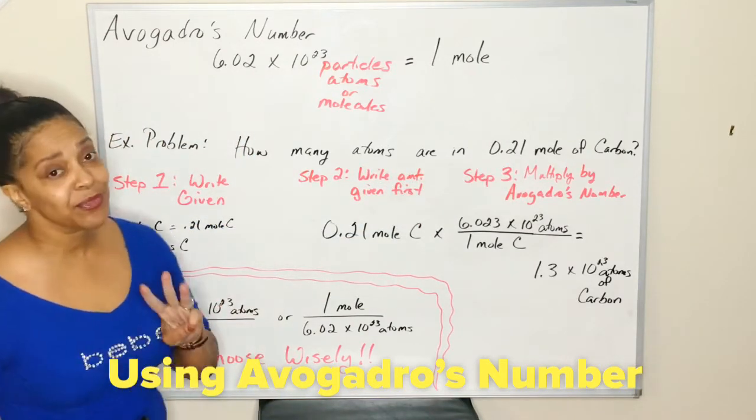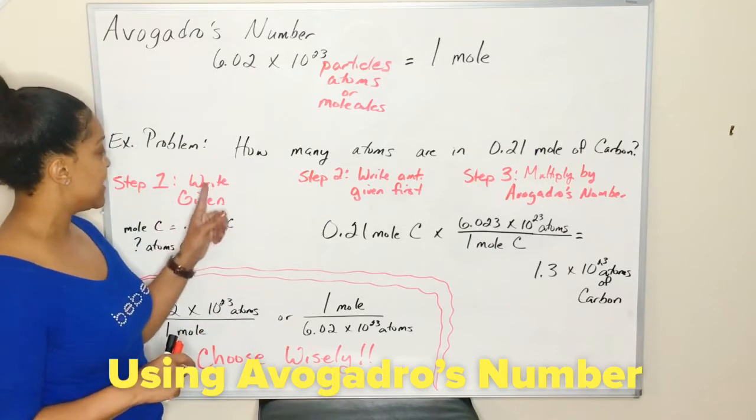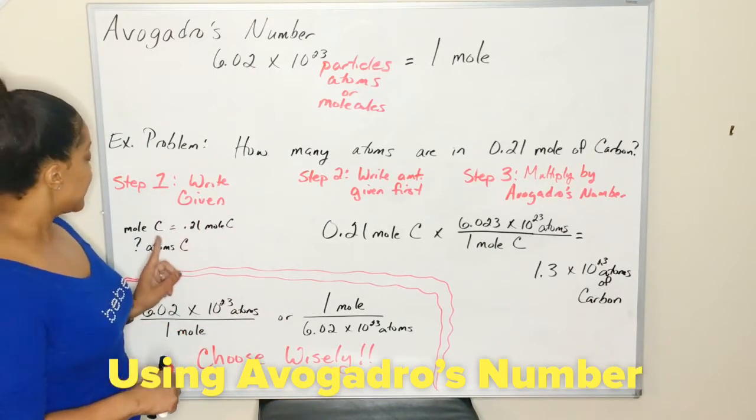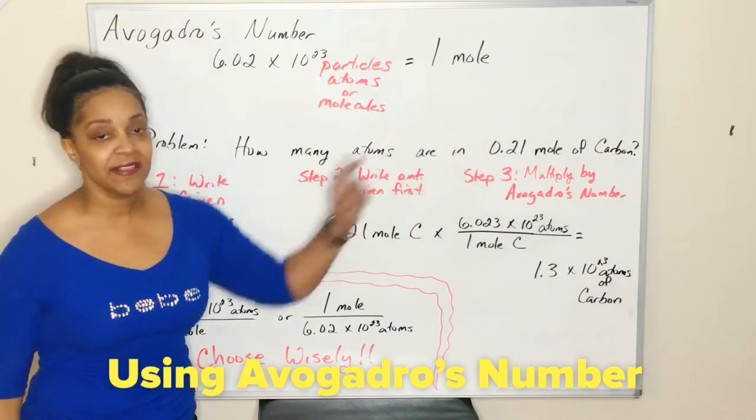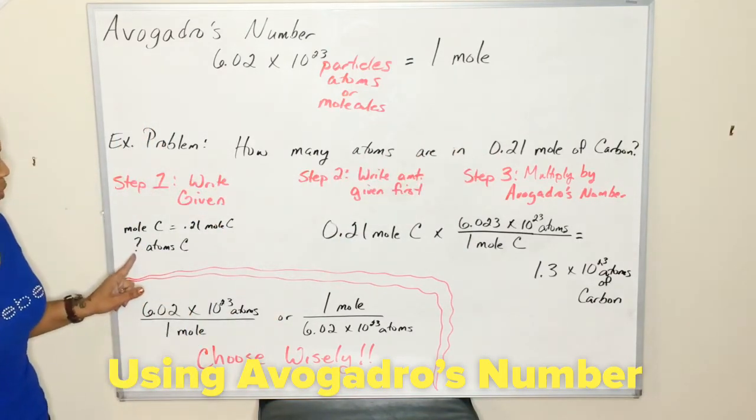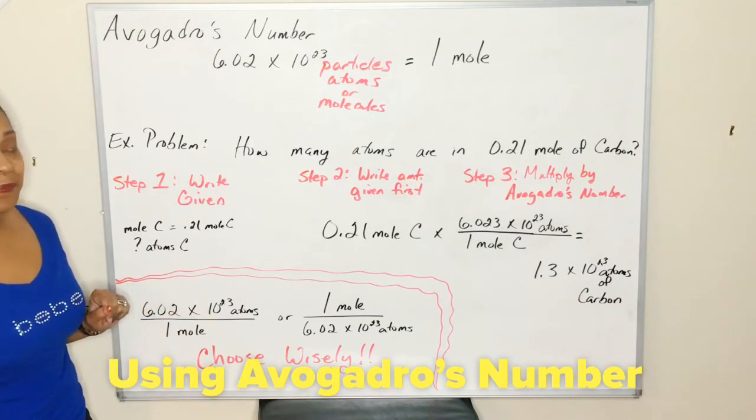Well, you're going to follow 3 steps again, and the first step is again to write the given. The first thing I wrote here is that the moles of carbon equals 0.21. That's given in the problem. And I also wrote a question mark here for the number of atoms.